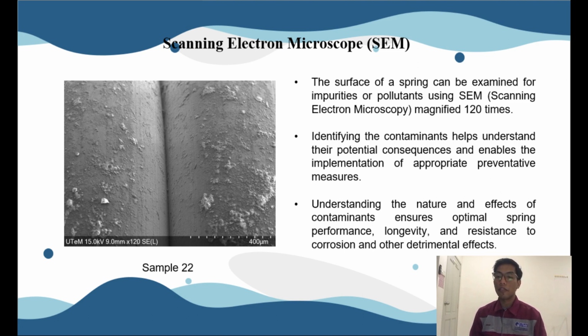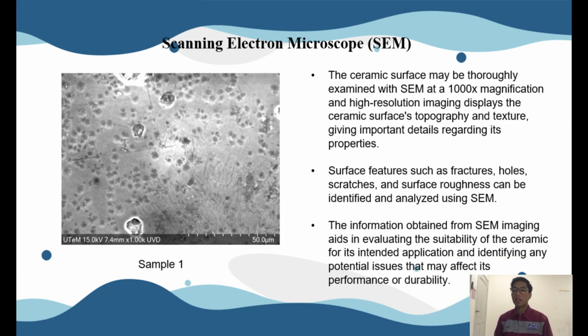Understanding the nature and effects of contaminants ensures optimal spring performance, longevity, and resistance to corrosion and other detrimental effects. Surface features such as fractures, holes, scratches, and surface roughness can be identified and analyzed using scanning electron microscope. The information obtained from SEM imaging aids in evaluating the suitability of the ceramic for its intended application and identifying any potential issues that may affect its performance or durability.